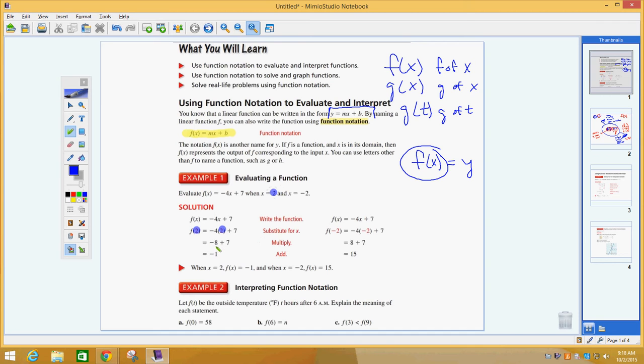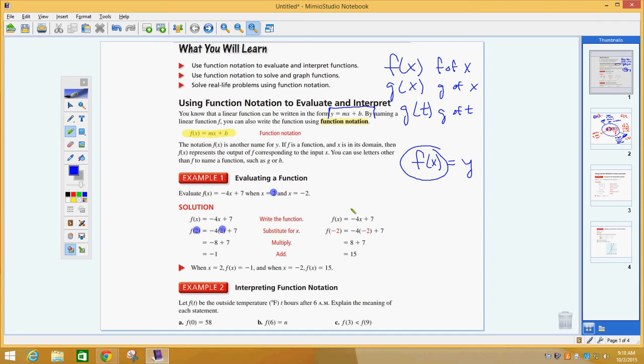Once we have that plugged in, just like when I showed you in the function machine a second ago, we just simplify the expression. Negative 4 times 2 is negative 8. Bring down the plus 7. Negative 8 plus 7 is negative 1. That's all there is to that. When x is equal to 2, f of x, or y, is equal to negative 1.